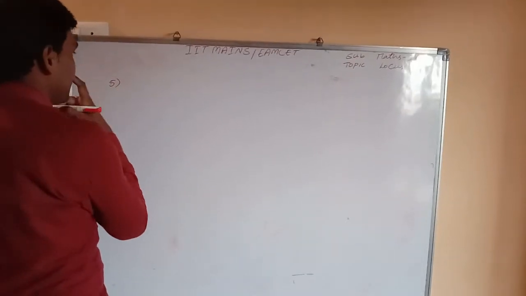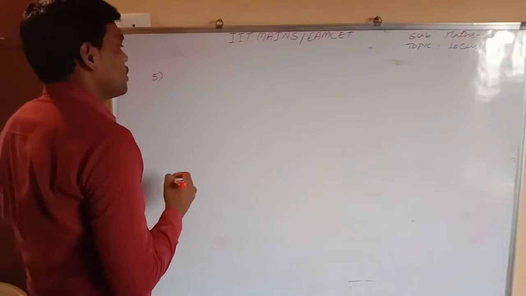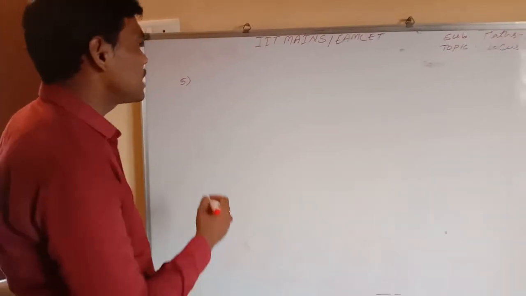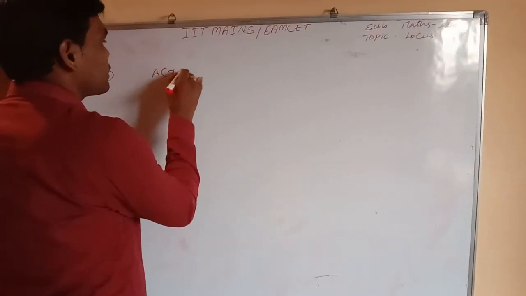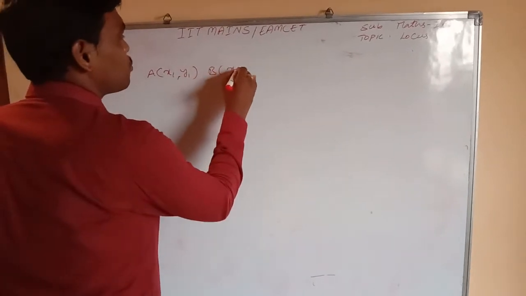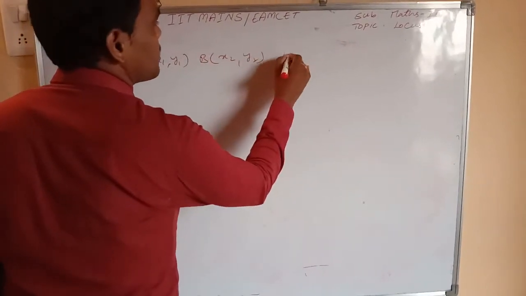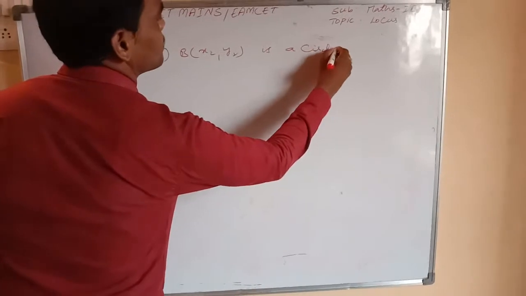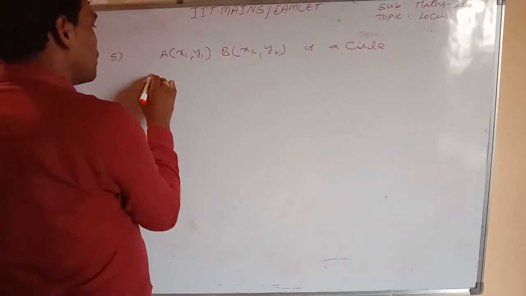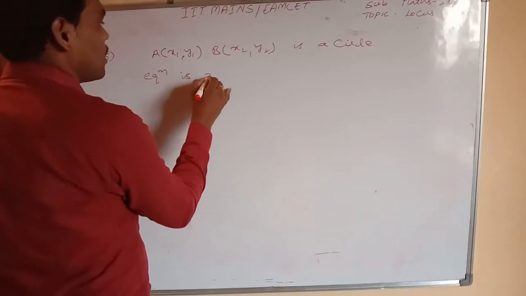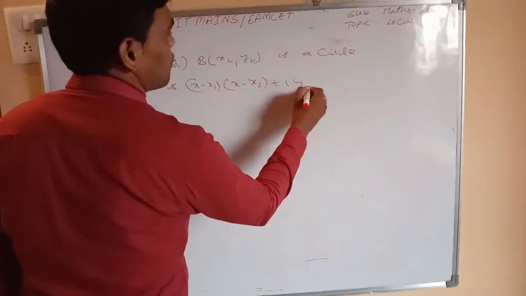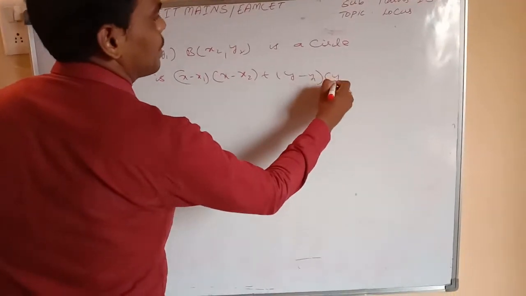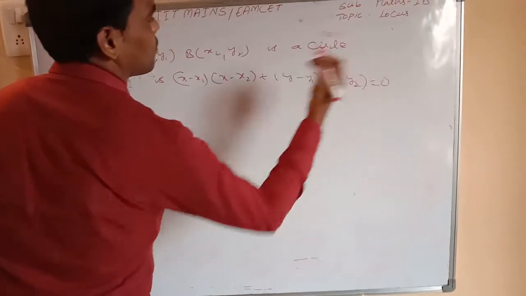Now the next property is: the locus of the third vertex of a right angle triangle when the ends of the hypotenuse are given as A(x1, y1) and B(x2, y2) is a circle, and whose equation is (x minus x1) into (x minus x2) plus (y minus y1) into (y minus y2) is equal to 0.